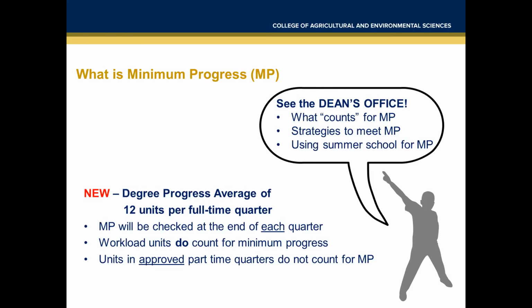Some students may qualify for waivers through the Student Disability Center. Please consult with their office if that's something that you would like to continue or initiate in their office. And if you are approved for a waiver or you are approved for part-time status through the Office of the University Registrar, those quarters do not count for minimum progress. Again, this can get sometimes a little bit complicated, but we just want to make sure that we can simplify that for you by you coming to the source and coming to the Dean's office. We will help you through it.